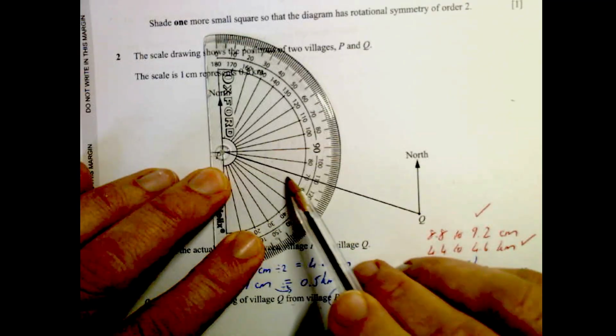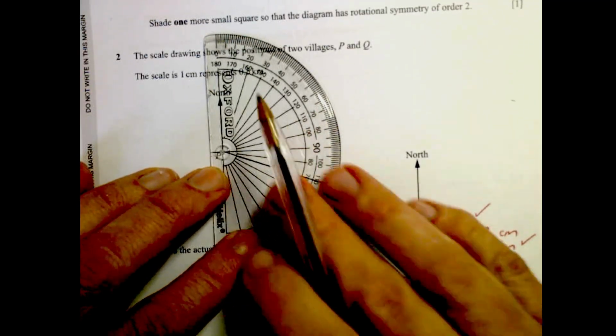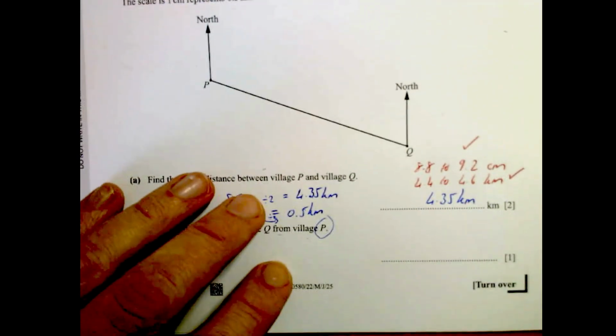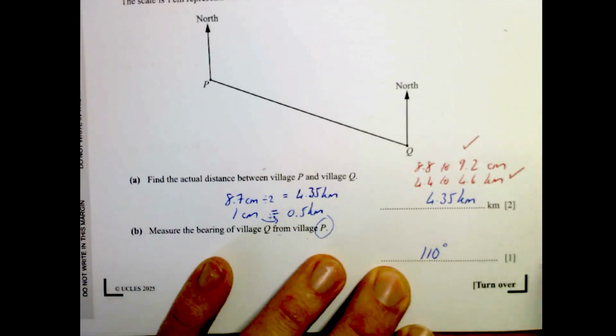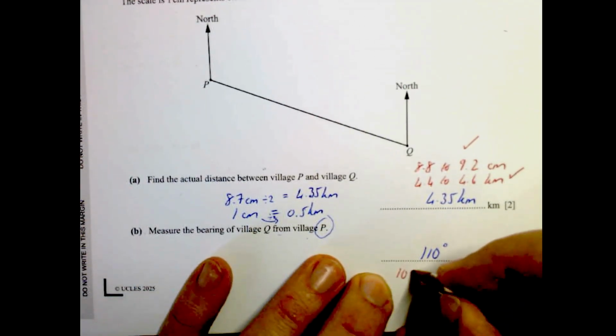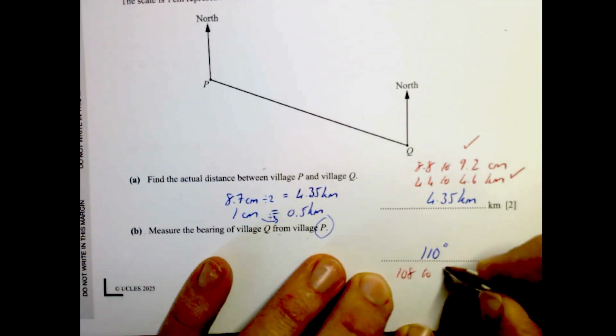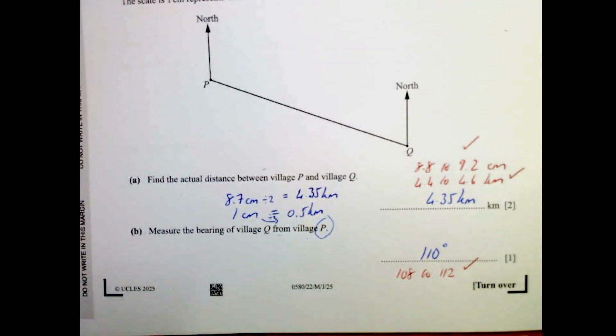Okay, and mine goes 90, 100, dead on 110. That's what I get. And the angle doesn't change when you photocopy or print this. Actually they do give some leniency here of 2 degrees. So anything from 108 to 112 degrees will get you the mark there.